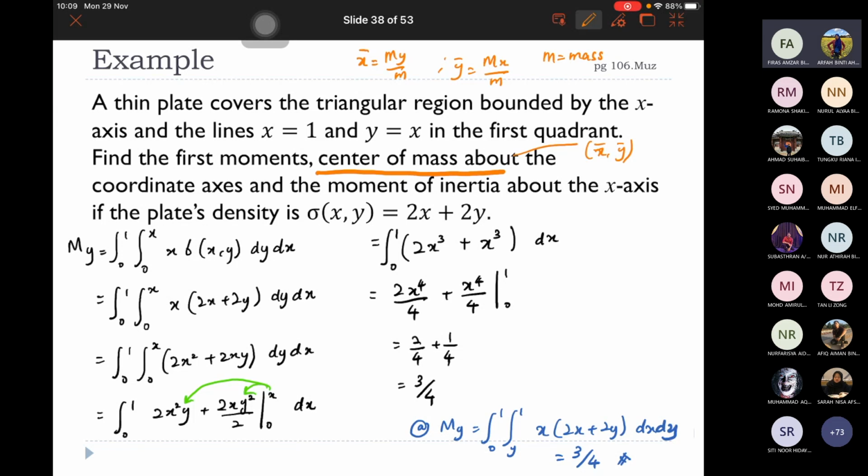So macam mana nak kira dia punya mass? Sama dengan apa? Kena integrate dia punya density. Yap, betul. Okay, betul jawapan Syarul. Integrate the density so you will get the value of the mass. Cuba kira dapat berapa dia punya mass.